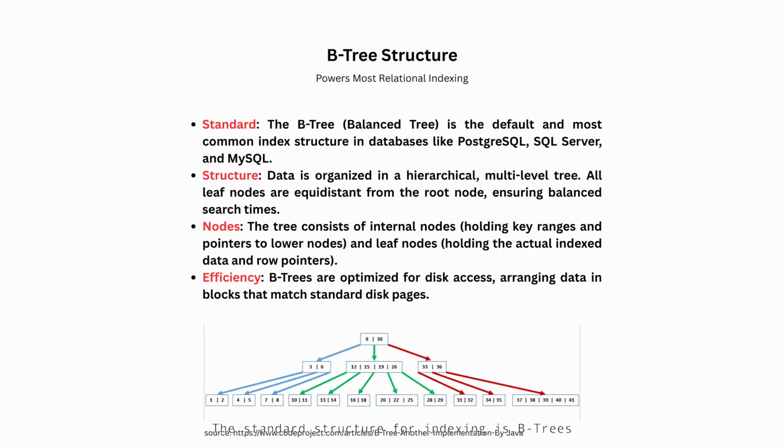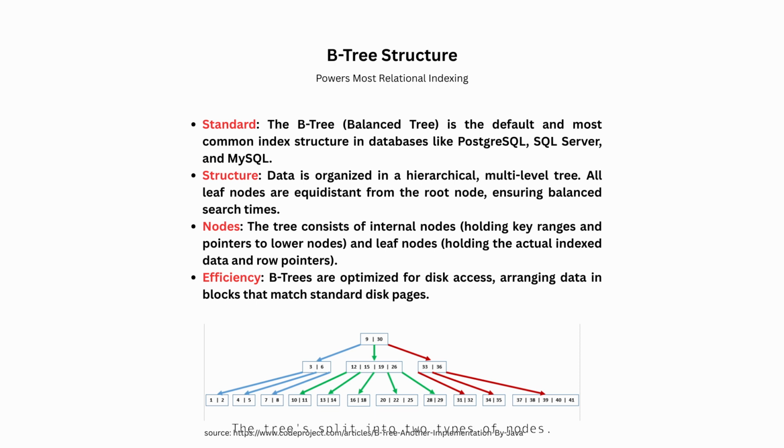The standard structure for indexing is B-trees, or balanced trees. It is the default in Postgres, SQL Server, and MySQL for a reason. It's optimized for disk storage. The balanced aspect is critical. It ensures that every leaf node is at exactly the same depth from the root. This guarantees consistent performance regardless of which key you are looking for.